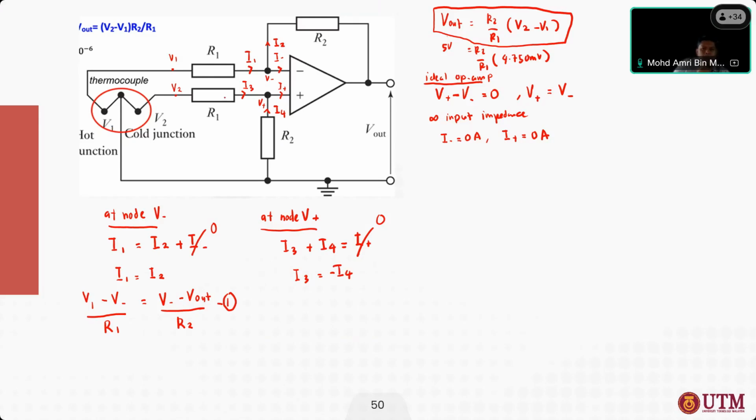Then we apply Ohm's law. So I3 is V2 minus V plus over R1, equivalent to negative 0 minus V plus over R2. We rearrange this and get that V plus is equivalent to V2 multiplied with R2 over R1 plus R2. If you do the rearrangement yourself, you can get this as the second equation.